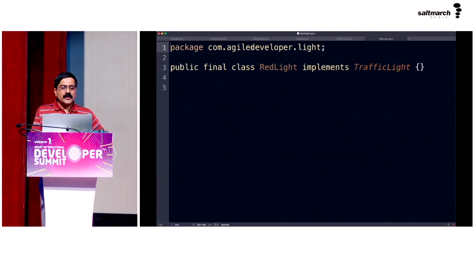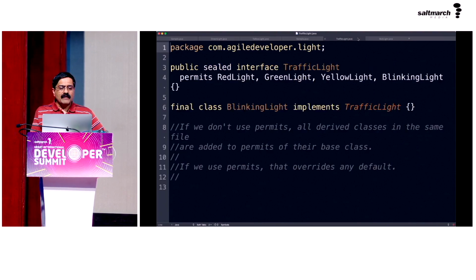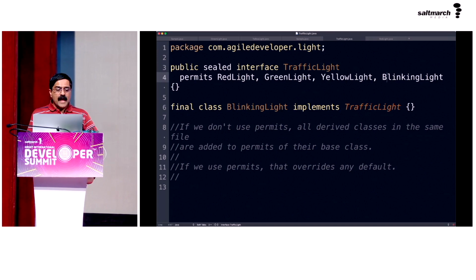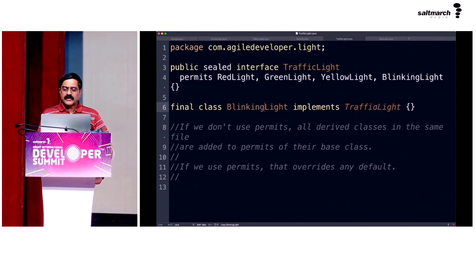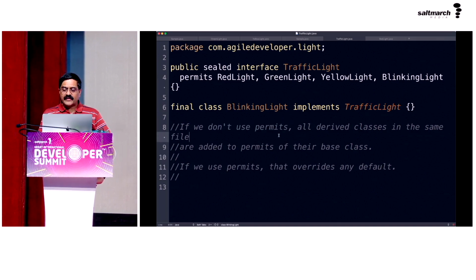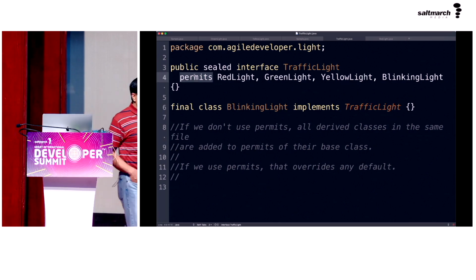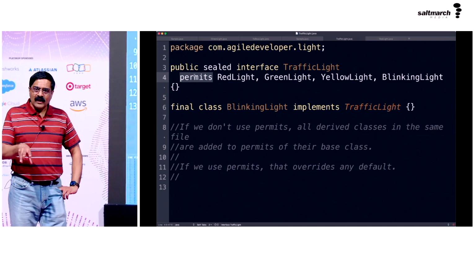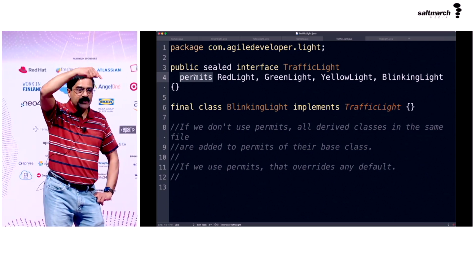So that's the example I showed you a few minutes ago. Let's take a look at this. I have a TrafficLight, which is an interface, and I permit the red, green, yellow. I call it a blinking light right here rather than a flashing light. Now the final class BlinkingLight implements the TrafficLight. If we don't use permits, all the derived classes are in the same file. But if you use permits, then you need to list everything, right? So you may say, hey, if I have a few classes in the same file, can I just use permits to only tell what's from the outside? No.